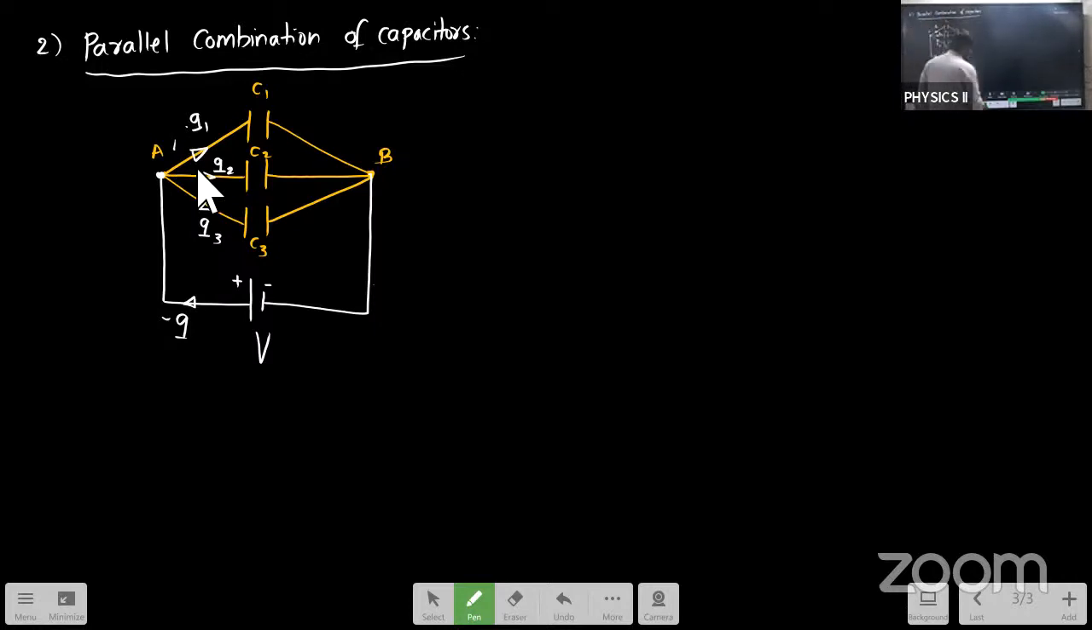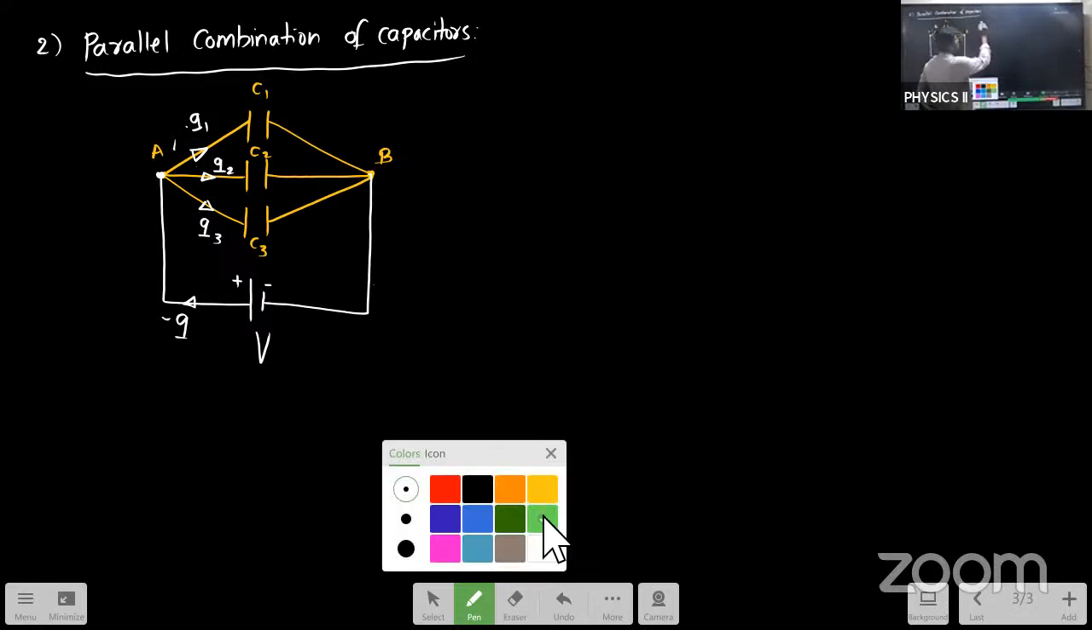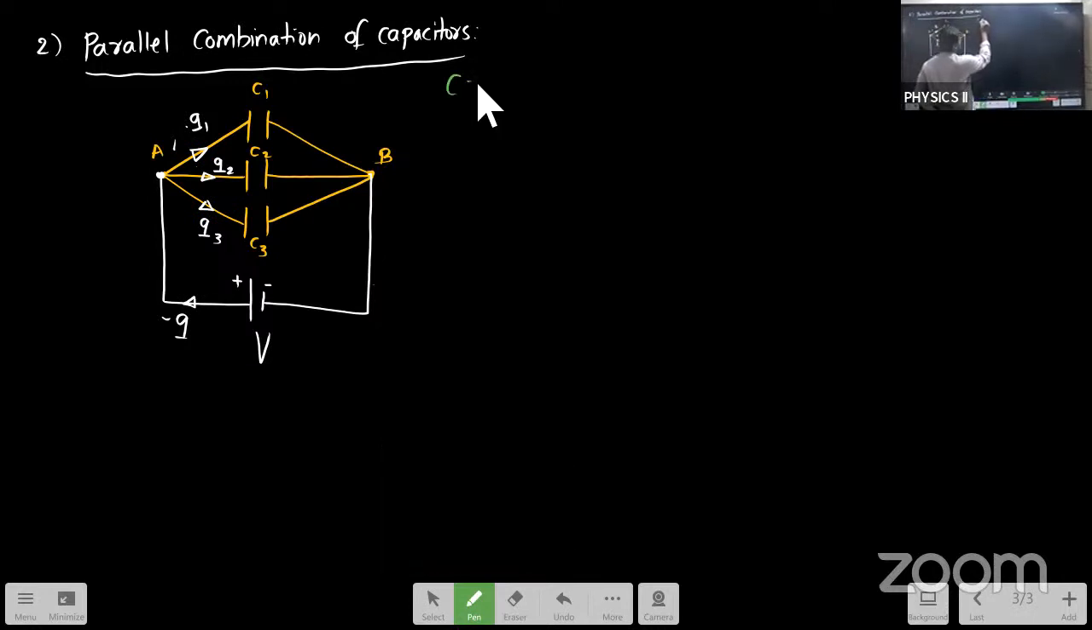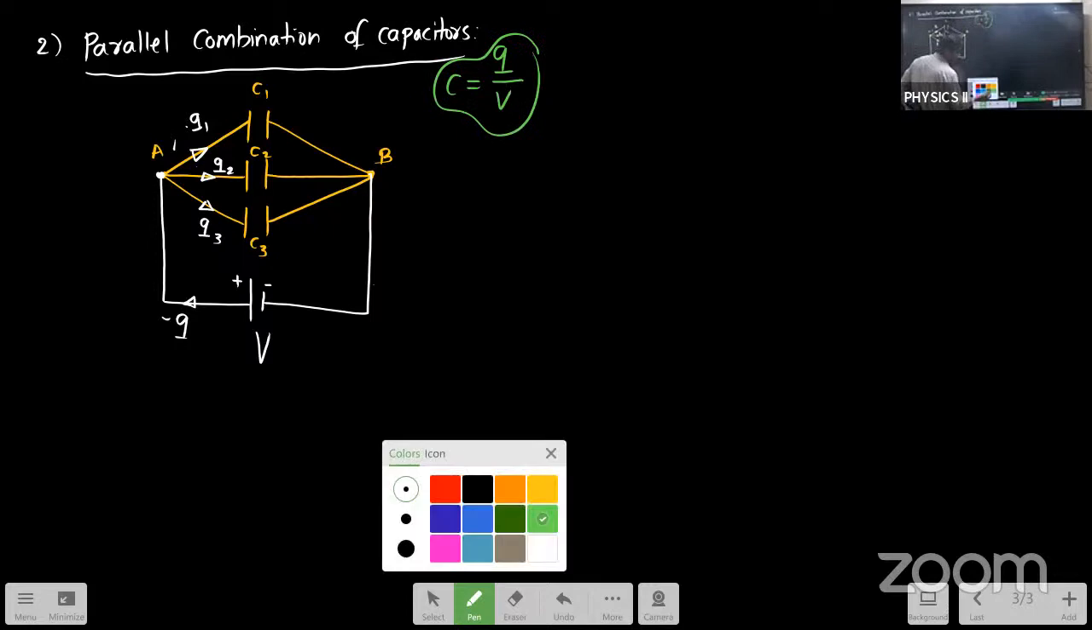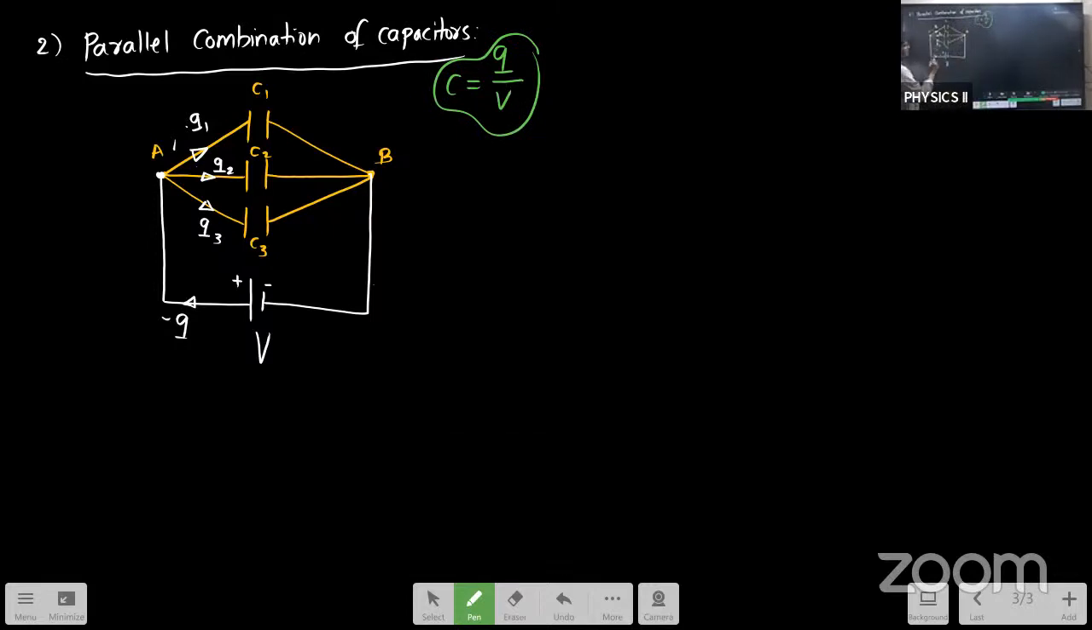Now we know the formula for capacitance. What is the formula for capacitance? C equals Q divided by V. Now everyone see here, what is the total charge here? The total charge Q is getting divided into three components, Q1, Q2, Q3, which are flowing across the capacitors C1, C2, C3. So what will this become? Q equals Q1 plus Q2 plus Q3.